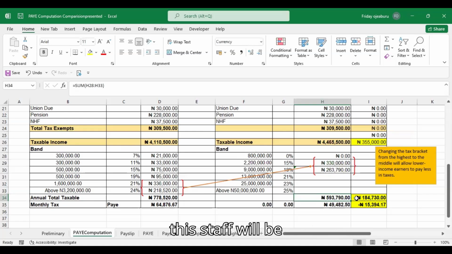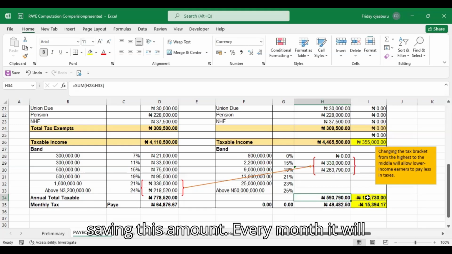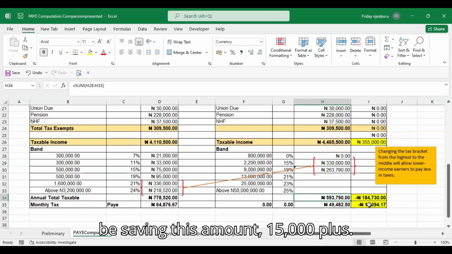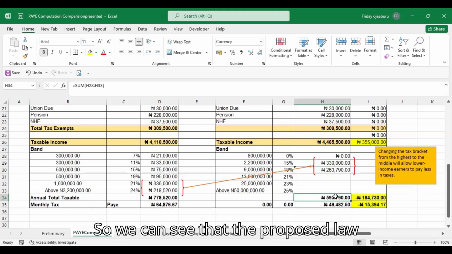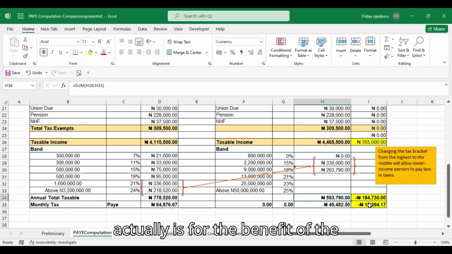That's what the person will be saving annually. Every year this staff will be saving this amount. Every month he will be saving 15,000 plus. So we can see that the proposed law is actually for the benefit of the low income earner.